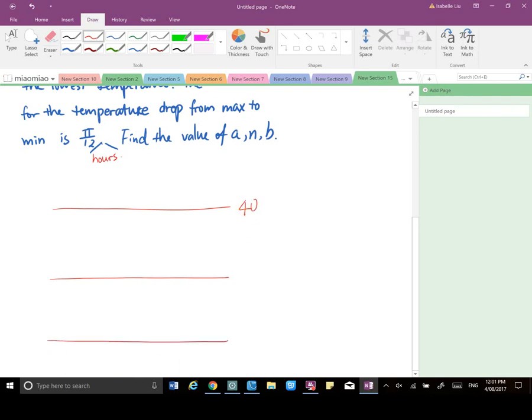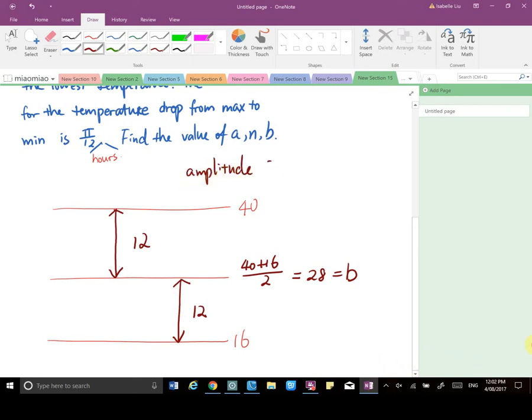40 and 16. So what is the middle? 28 is the middle. 28 is calculated by 40 plus 16 over 2, and that equals 28. That gives me the B value. There's no doubt B is 28 for sure. The next thing is to think about the height in between this and this. What is the height here? The height is 12. From here to here is 12 as well. So what you know is that the amplitude is 12.